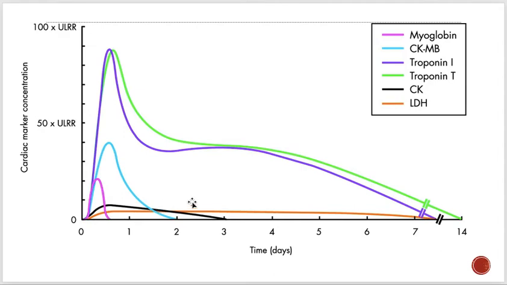For example, CK, right? The CK peaks within 24 hours, and they go down by the second or third day. There is AST also, there is LDH also. If you look at the story of LDH, they maintain the peak for quite a long time, right?